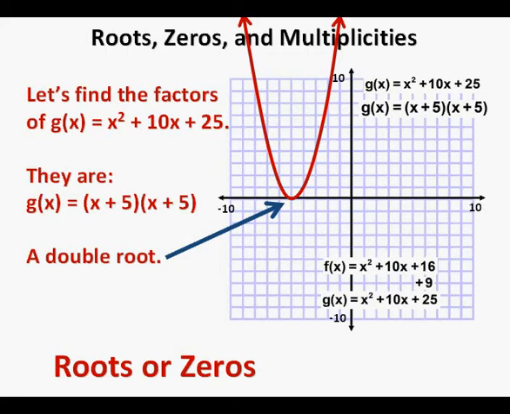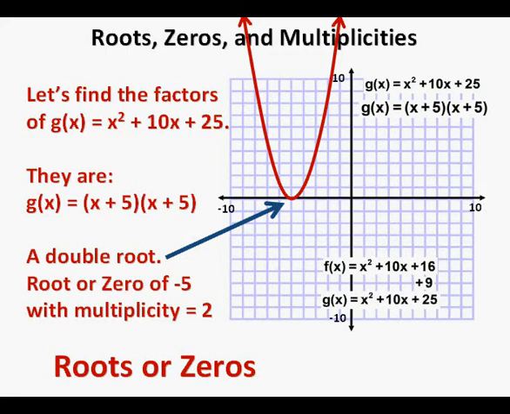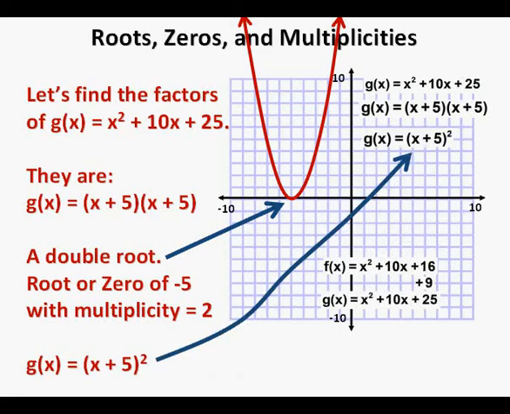And we can also call this a root or zero of negative 5 with a multiplicity of 2 because it happens twice. We can also write the function as a binomial squared. g of x equals quantity x plus 5 to the power of 2, or squared.